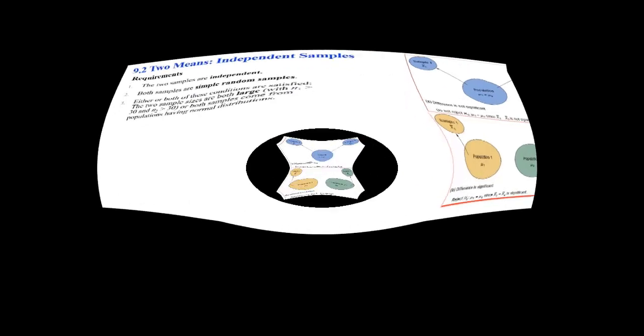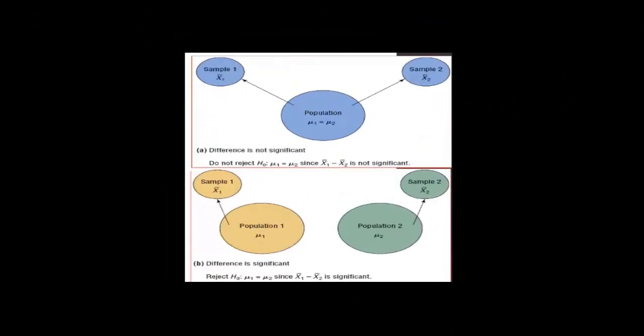We are basically dealing with a normal distribution, or N is large. How large? N was large previously, now N1 and N2 both must be large. How large? Larger than 30. So we have that as far as the requirement is concerned. We have sample 1, sample 2, and the population. H0 is mu1 equals mu2. The difference is not significant.